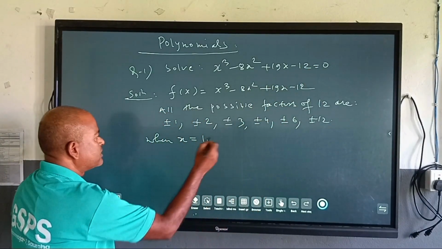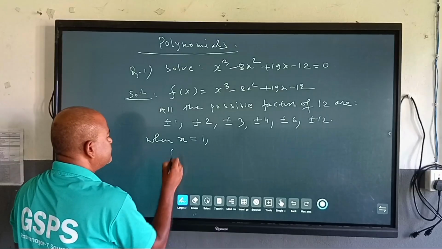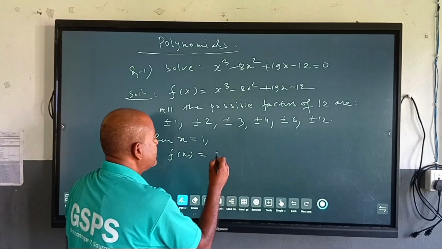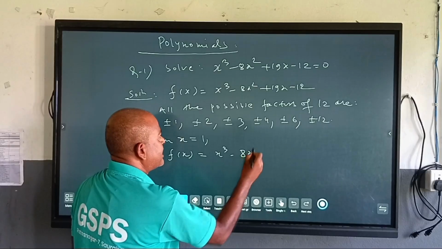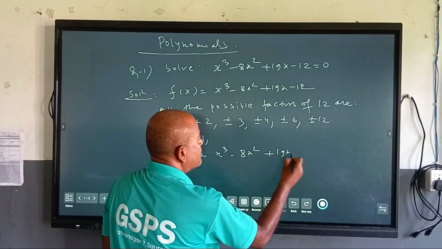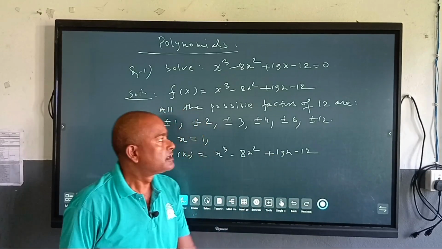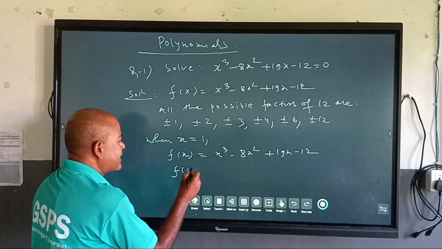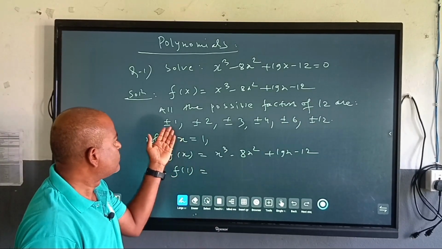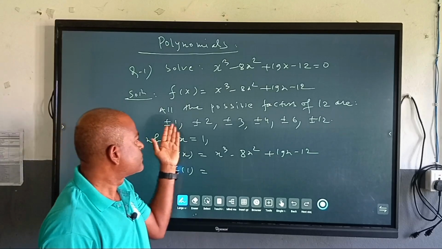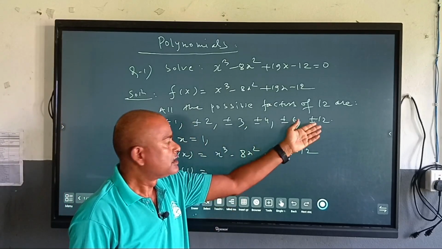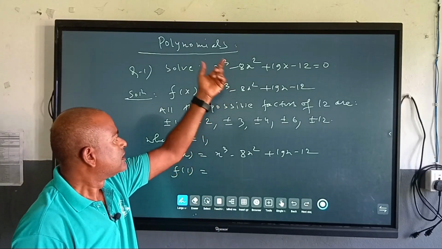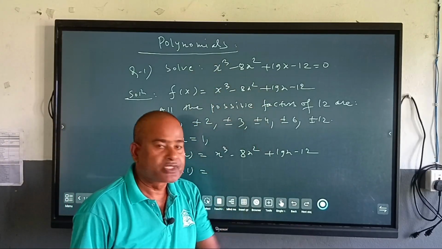So when we put the value of x equals 1, dear students, our polynomial equation is x³ minus 8x² plus 19x minus 12, which is equal to 0. Now, either we have to take the value of x as 1 or 2 or 3. The value of x which we take must give the value of the polynomial equal to 0.